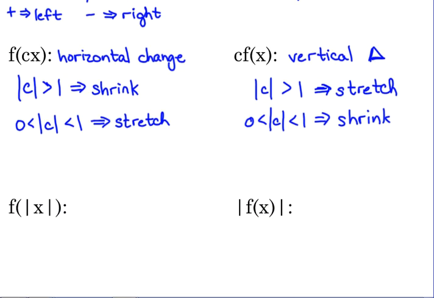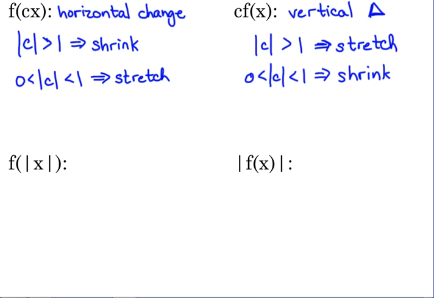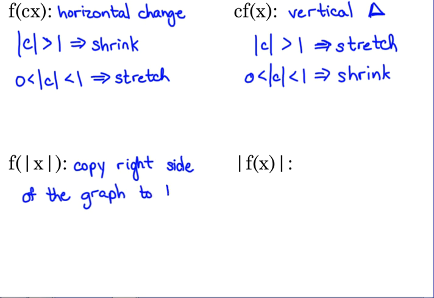Now, I don't think that I have the next two on your paper, but you need to add them. Okay, we didn't do them with the graphs yesterday, but let's talk about what would happen if they told us, take your function and apply the absolute value to the x values. What that's going to do is copy the right side of the graph to the left side. So you completely ignore the left side of the graph. You keep the right side exactly the way it is and then you mirror image copy it over to the left side.